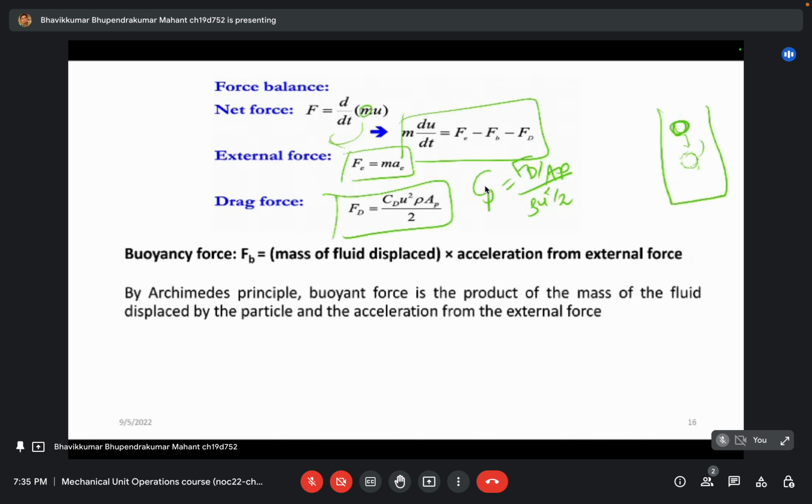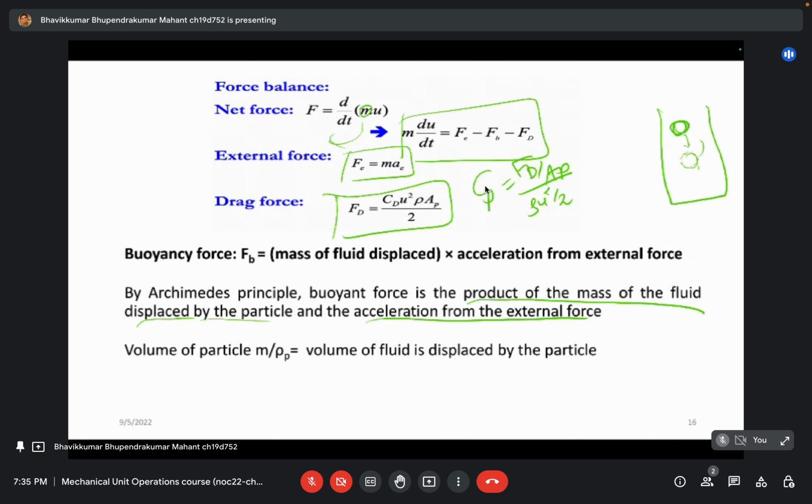And by Archimedes' principle, buoyant force is the product of the mass of the fluid displaced by the particle and the acceleration from the external force. This is given from the Archimedes' principle. And how can we consider the mass? We can consider the volume of the particle is m by rho p. So the volume of fluid displaced by the particle is just m by rho p, and the total mass is multiplied by the density, m by rho p into rho, and it is again multiplied with the acceleration from the external force. So our buoyancy force is Fb equal to rho m by rho p into a_e.